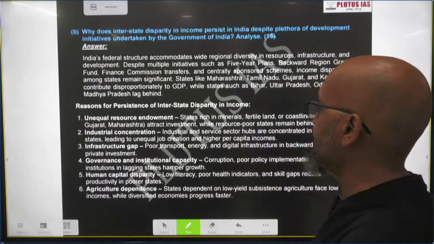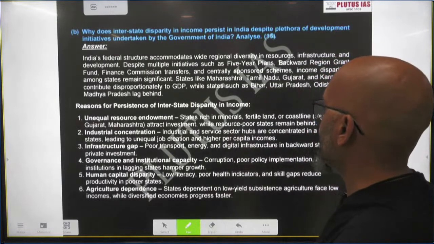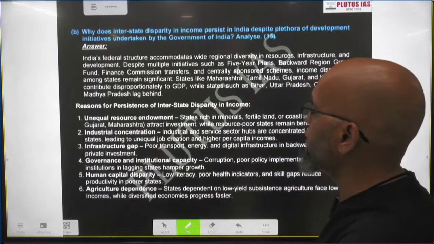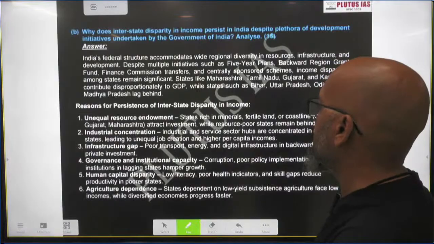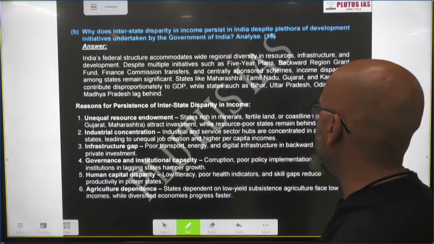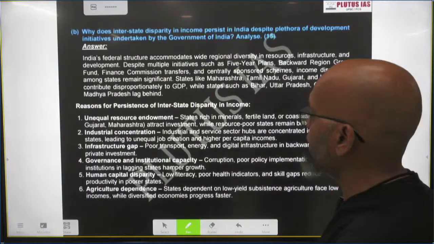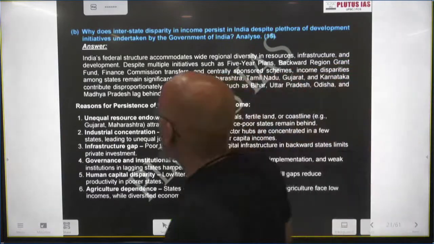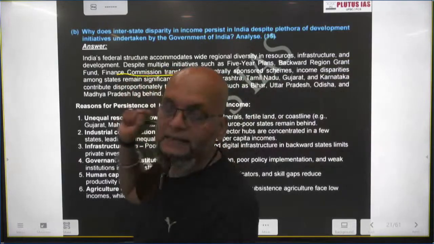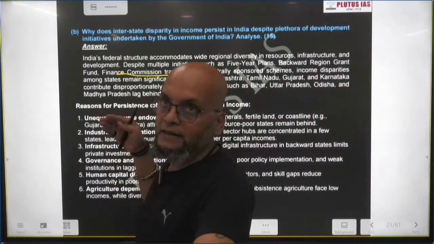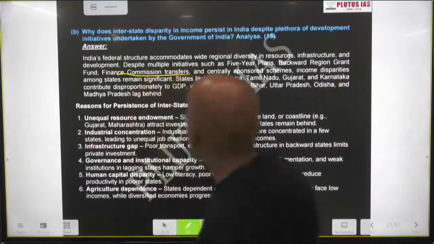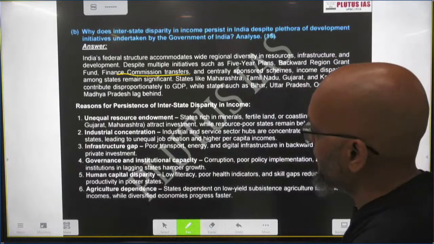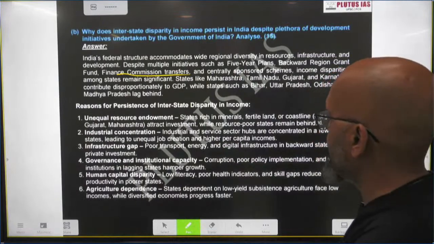So, India's federal structure accommodates wide regional diversity in resource, infrastructure, and development. Despite multiple initiatives such as five-year plans, backward region grant fund, Finance Commission transfers, and centrally sponsored schemes, income disparities among states remain significant. This disparity in the income of a state, to overcome it, that's called horizontal imbalance.